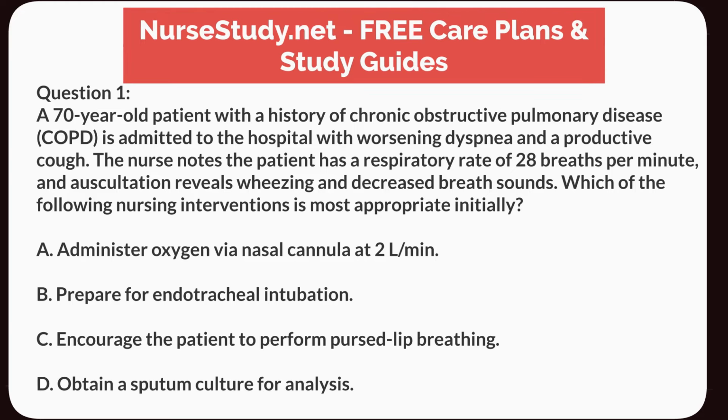Question 1. A 70-year-old patient with a history of chronic obstructive pulmonary disease, COPD, is admitted to the hospital with worsening dyspnea and a productive cough. The nurse notes the patient has a respiratory rate of 28 breaths per minute, and auscultation reveals wheezing and decreased breath sounds. Which of the following nursing interventions is most appropriate initially?